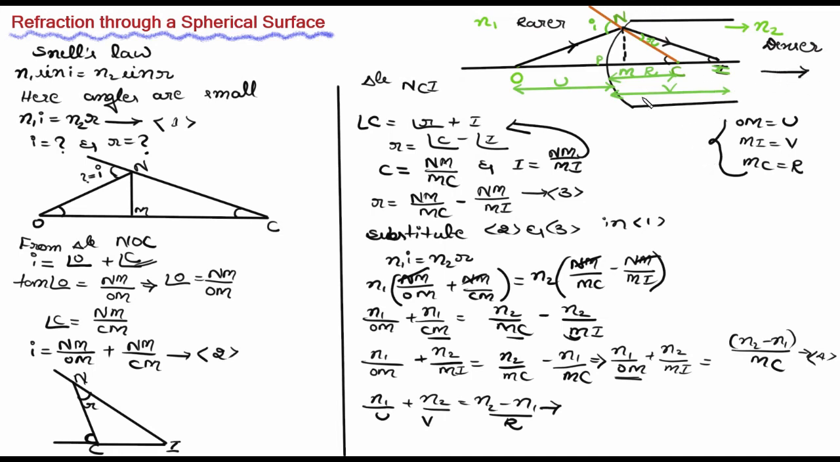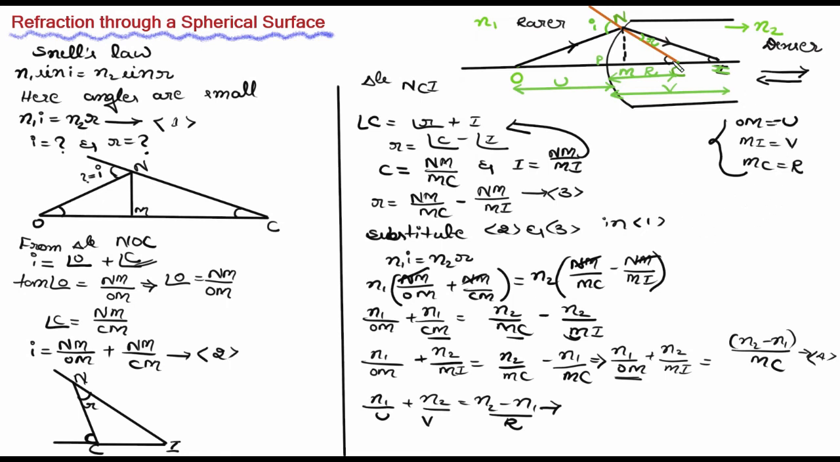Okay, and as we already know, all the distances must be measured from the pole. So the pole is here. The distance of the object from the pole will be measured like this, towards the left. So OM, the object distance, will be negative. You have to write it as minus u.